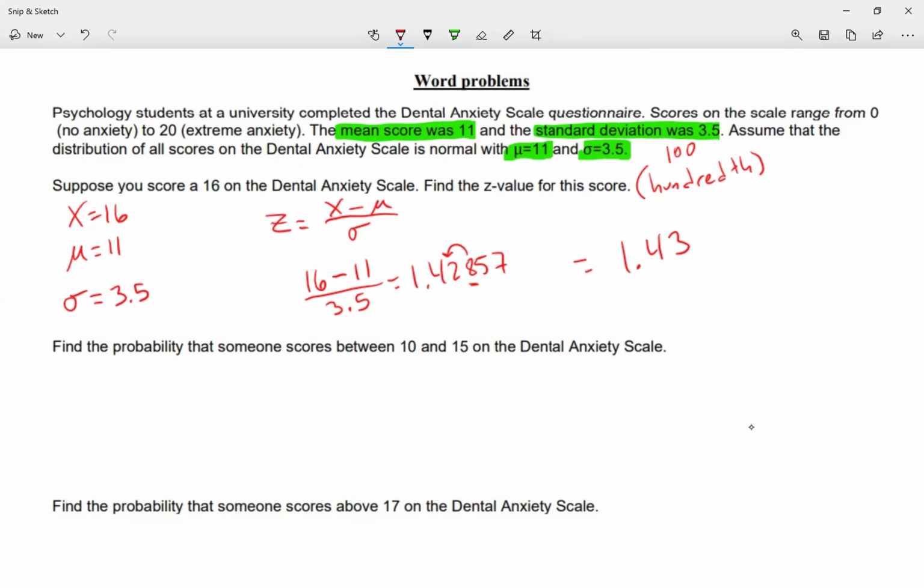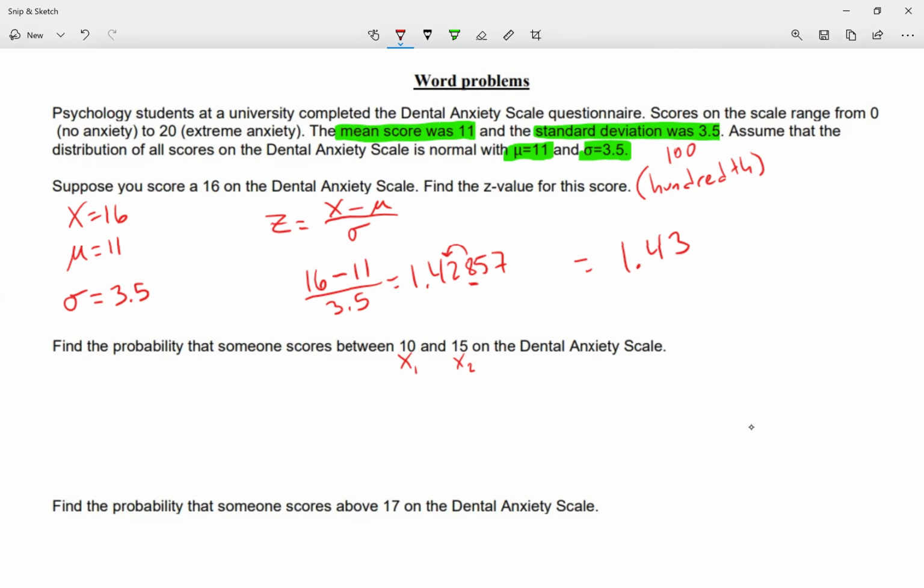Now find the probability. The next question, reading this along: find the probability that someone scores between 10 and 15 on the dental anxiety scale. Okay, so let me find out. Because there are 2 values, 10 and 15, there are 2 x's. I'm going to call this x1 and this x2. So there are two values that I'm testing, so I will get two different z-scores.